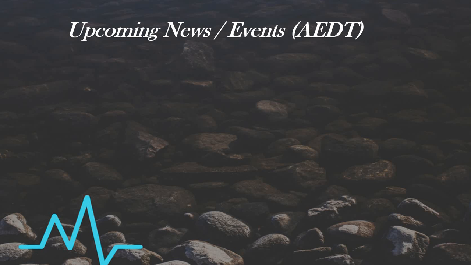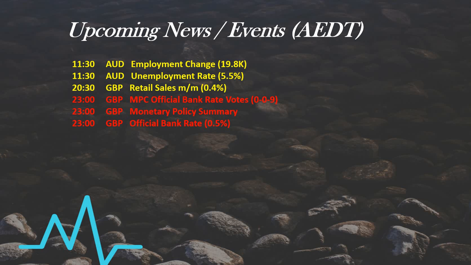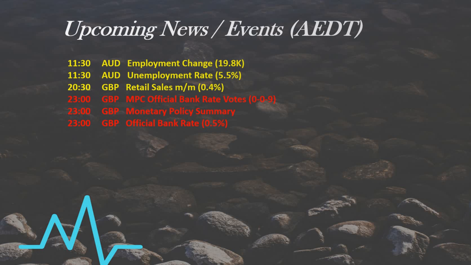Alright, let's have a look at what's happening in the session which is about to unfold for us. At 11:30 locally, we have employment change and unemployment rate numbers from Australia. At 8:30 this evening from the UK, we have retail sales. And then at 11 o'clock from the UK, we have their monetary policy summary, official bank rate, and the vote numbers. Now, they're not expected to increase rates. The vote is going to be critical. Let's see if they are unanimous in their decision, and the policy summary will also have a major impact on any movements with the GBP. So there you have it. Look out for those ones.